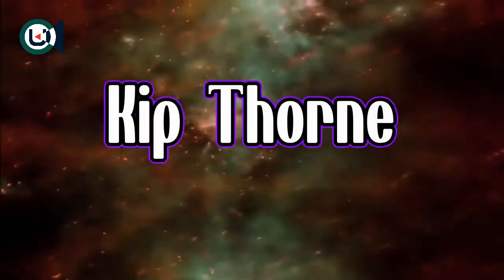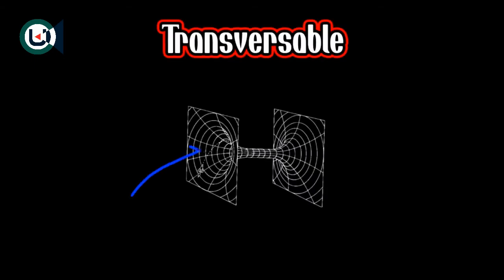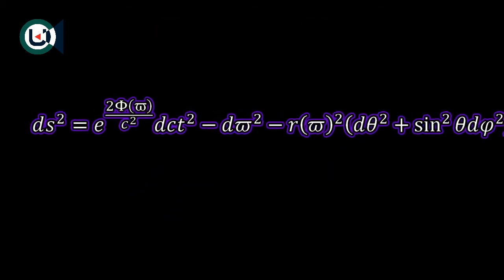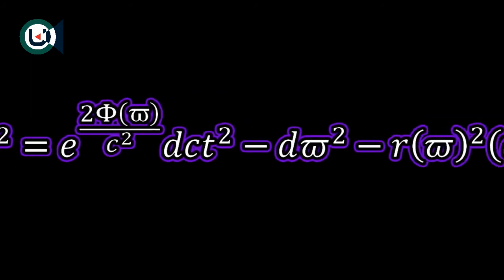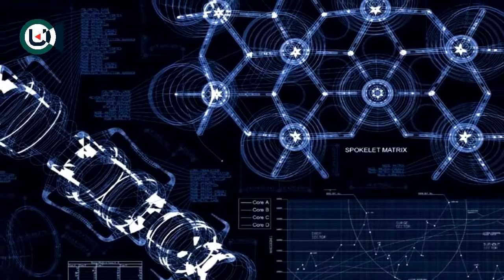And lastly, we have the Kip Thorne solution to the wormhole. This wormhole is much more interesting, as this solution allows it to be traversable, so you can return back to your original position once you've gone through the wormhole. The equation for the Kip Thorne solution is as follows. And this wormhole solution has a high likelihood of actually being able to be created.